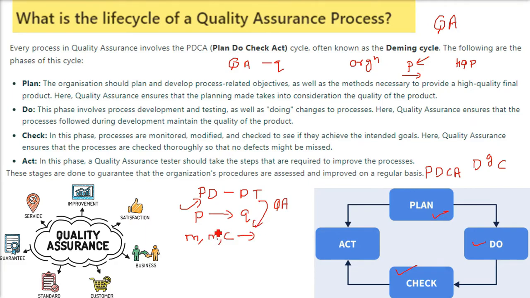Finally, the act. Plan, do, check and act. Here, quality assurance or the quality assurance tester should take the steps to improve the process. Whatever the steps to improve the process, this is the task in order to act. These stages guarantee that the processes followed in the organization are properly assessed and improved on a regular basis. You might have heard about CMMI, ISO 9126, the ISO 9000s.